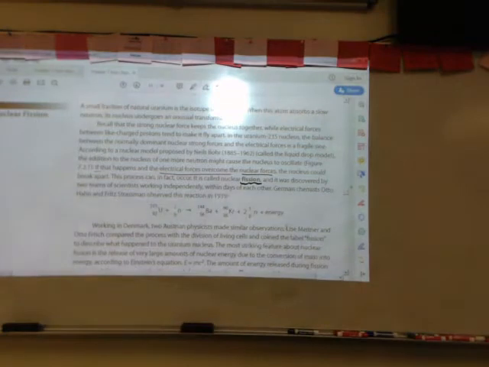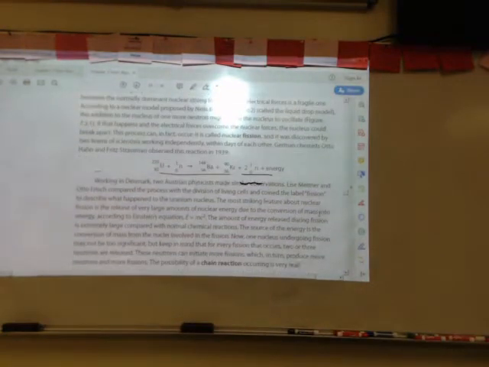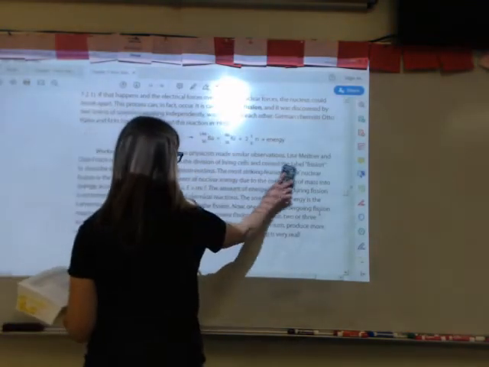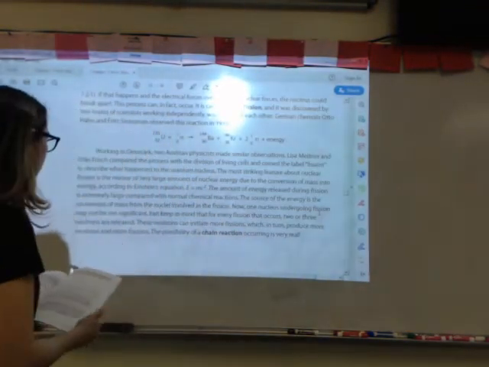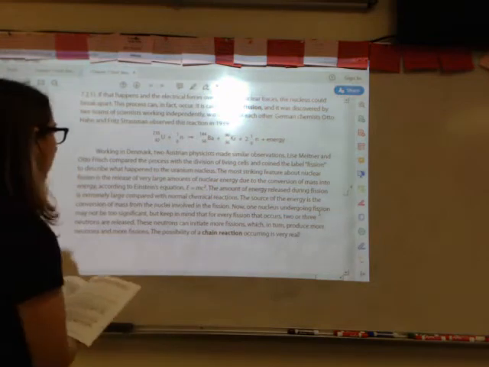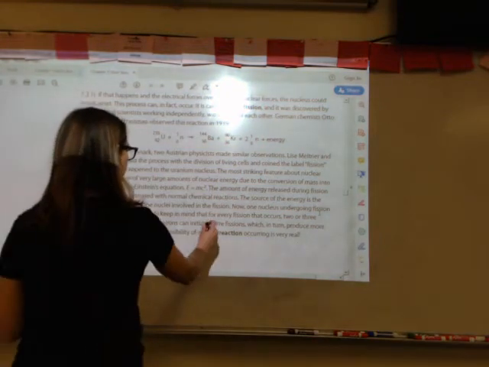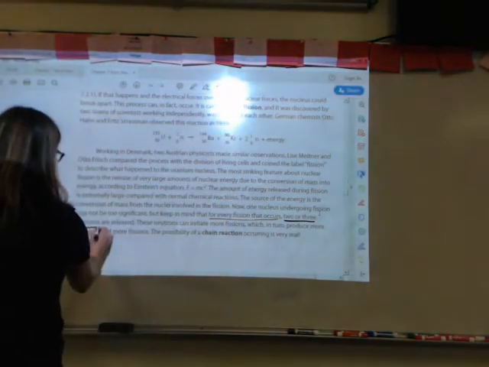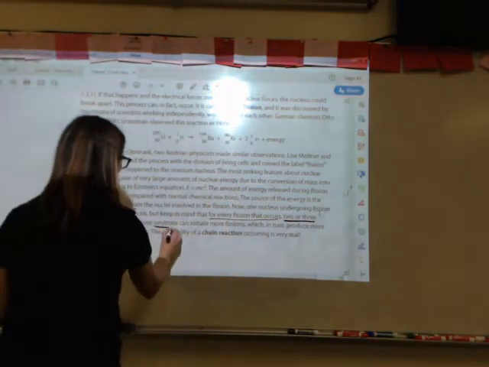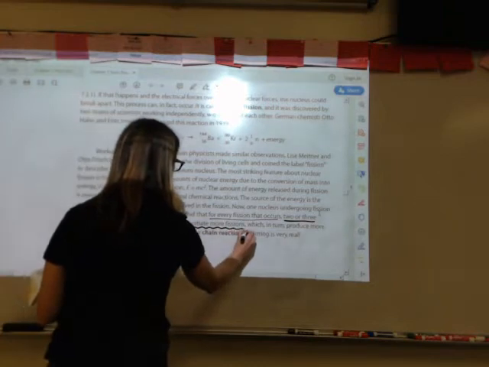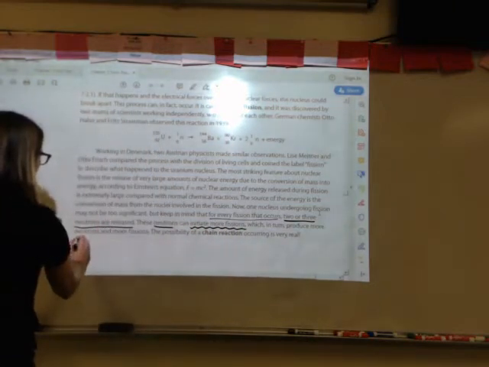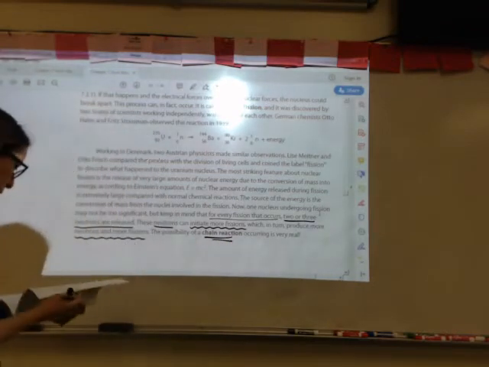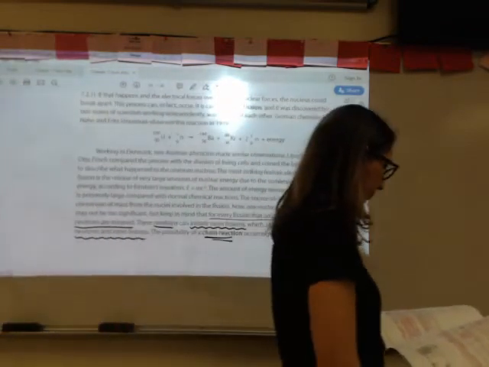And you're going to get the release of very, very large amounts of nuclear energy because you're converting mass into energy according to Einstein's equation. For every fission that occurs, 2 or 3 neutrons will be released. Those neutrons are going to initiate even more fissions, which produce even more neutrons and more fissions. And then you possibly get something called a chain reaction.